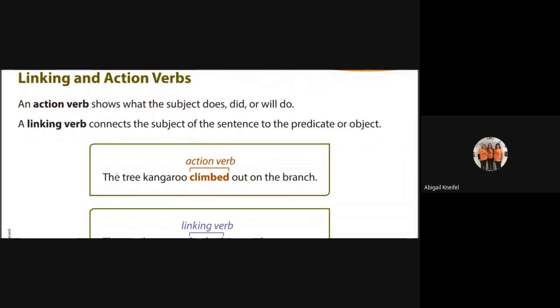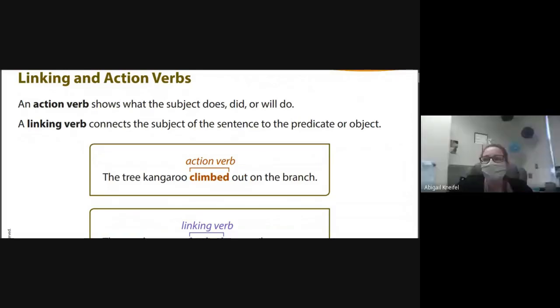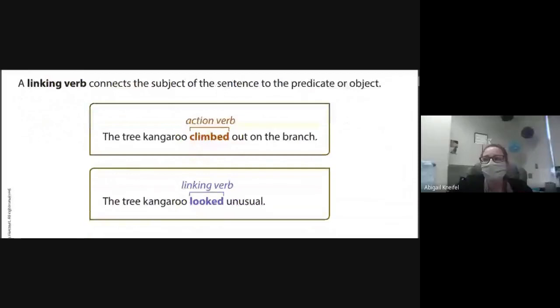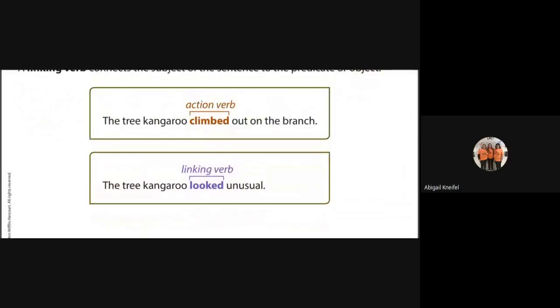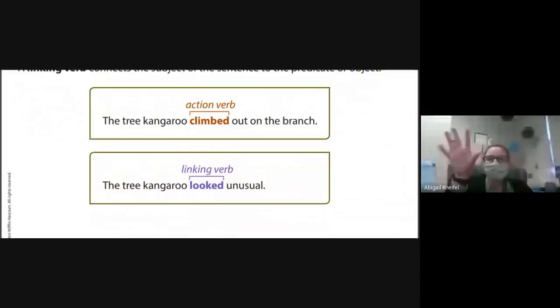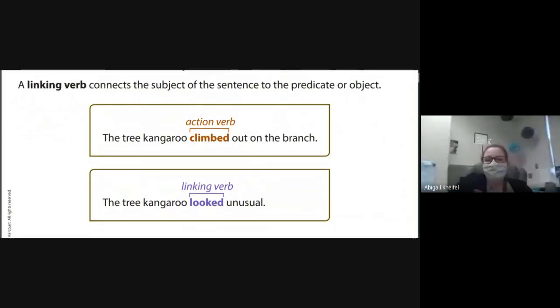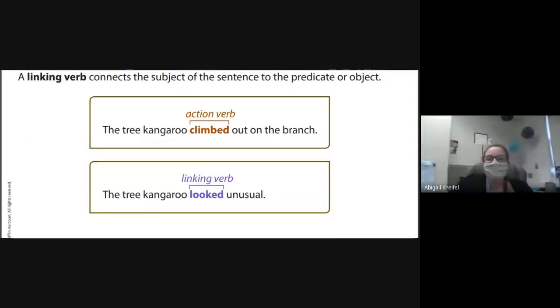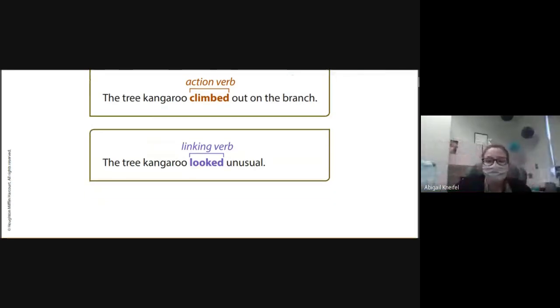So here's an example. The tree kangaroo climbed out on the branch. Climbed, that's an action verb. It's what it did. But then here's a linking verb. The tree kangaroo looked unusual. That is the linking verb. It's not something that you necessarily do, like climb. It's just linking the subject, the kangaroo, to the predicate, what it's like. It's looking unusual, okay?